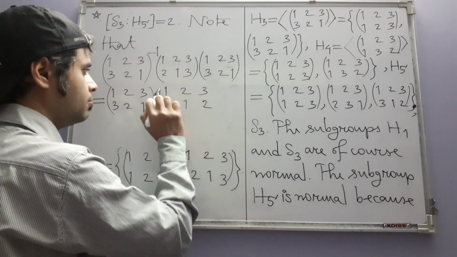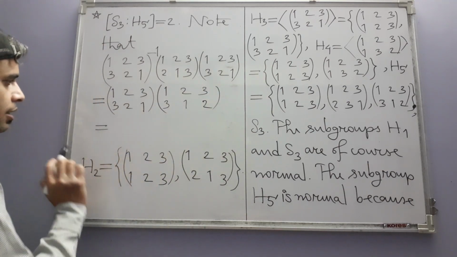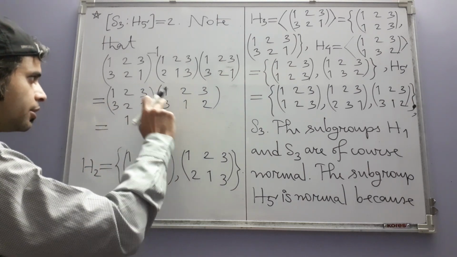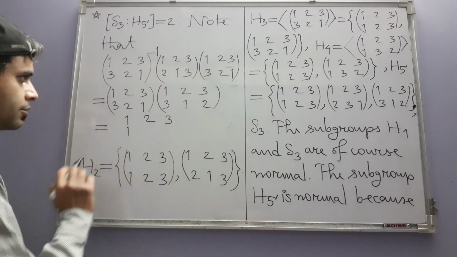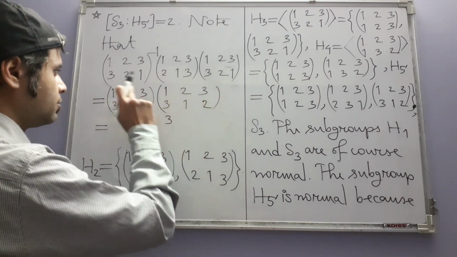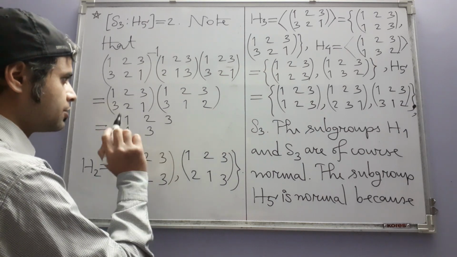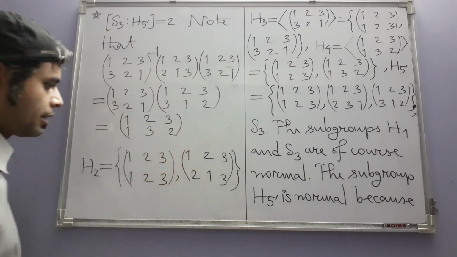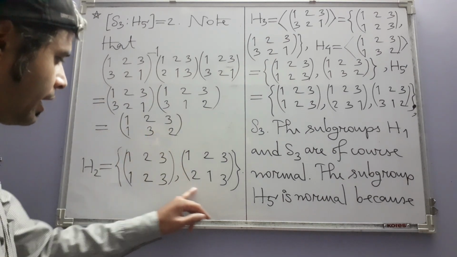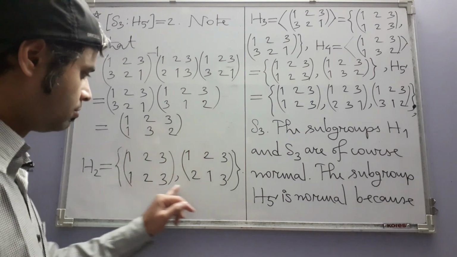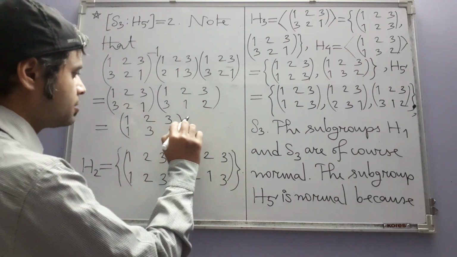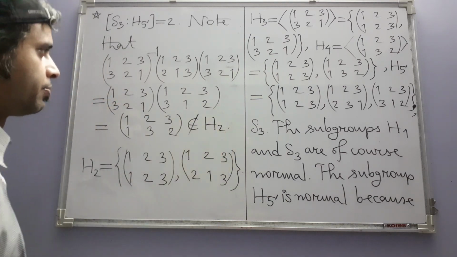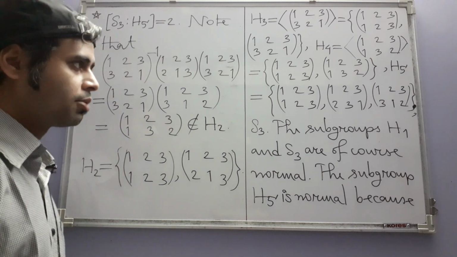so 3 to 2, and just like that, next this product, 1 to 3, 1 to 3, 3 to 1, that means 1 is unchanged, 1 goes to 1, 2 goes to 1, 1 goes to 3, so 2 goes to 3, so this one will be 2, 3 to 2, 2 to 2, yes, and note that we do not have it here, it is 1 3 2, we do not have any 1 3 2 here, so this does not belong to H2, hence H2 is not normal in S3.